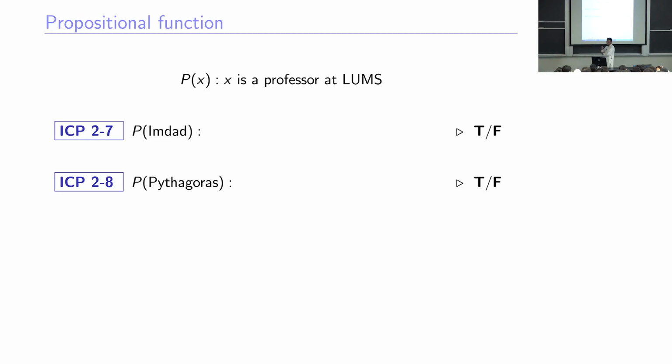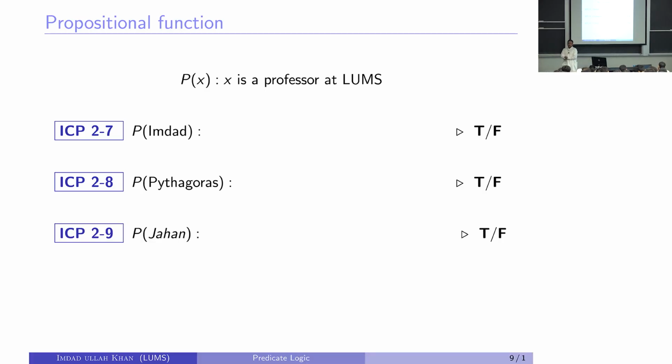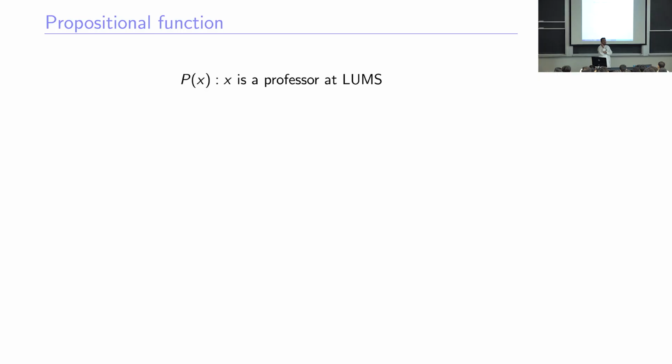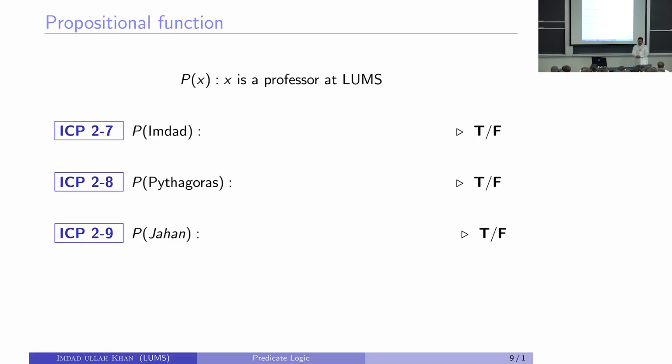Maybe he's an anthropology professor, but P of Dr. Malik Jahan, is he a professor? Yes, he is a professor at LUMSx. Dr. Malik Jahan leads the other section. So, yes, please. Being a professor at LUMSx is the predicate. x is the subject of this propositional function. P of x is a shorthand notation for this big sentence. Yes, sorry, it's a predicate.